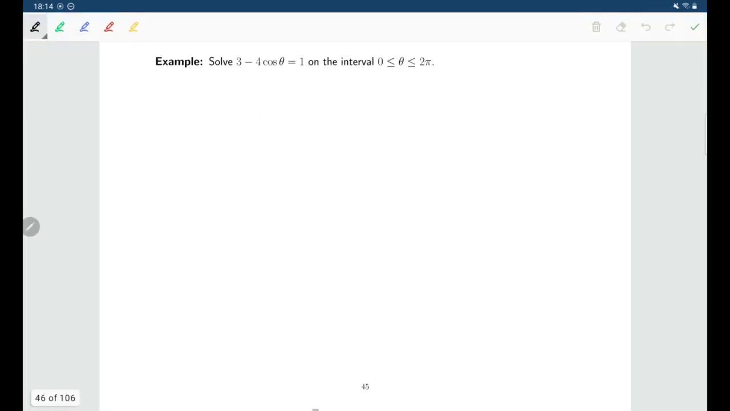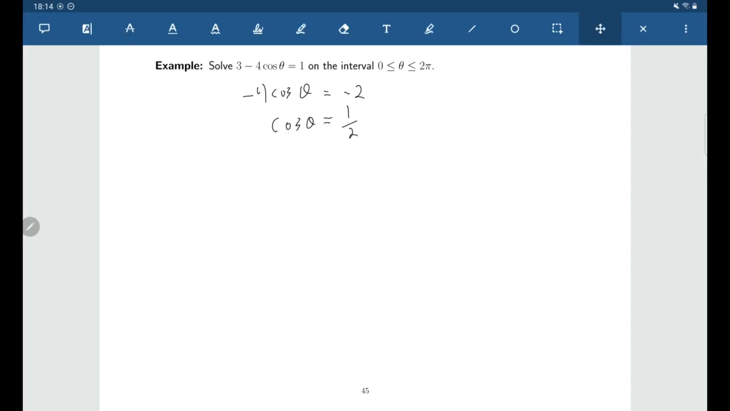Okay, let's do one that involves a little bit more work on our part. And so for this one, first I'm going to rewrite this as a single cosine function on one side. So I'll bring the 3 to the other, and then I'll divide by -4. And I have cosine of theta equal to 1/2.